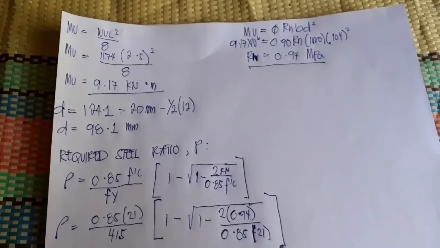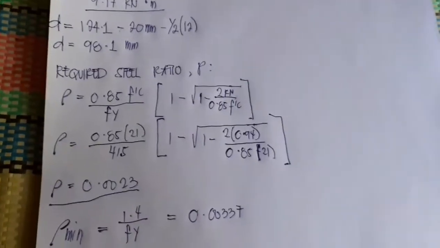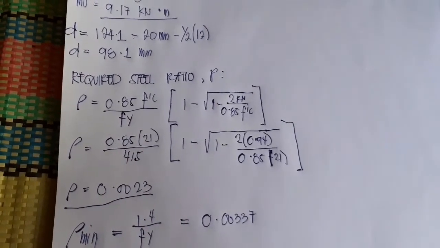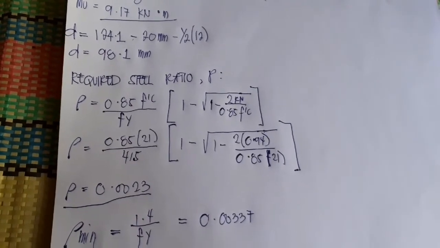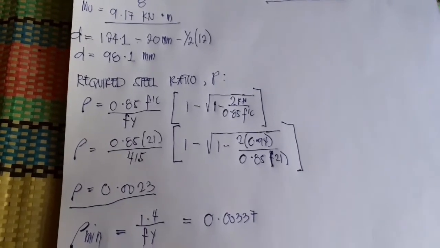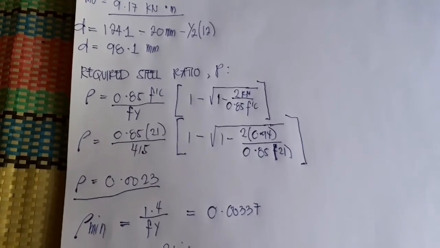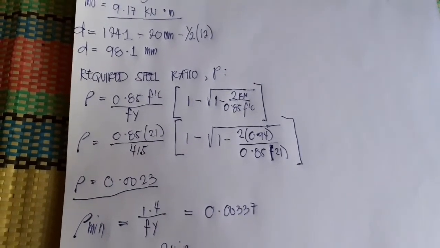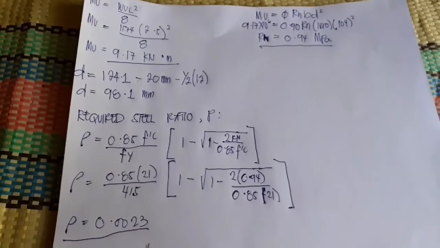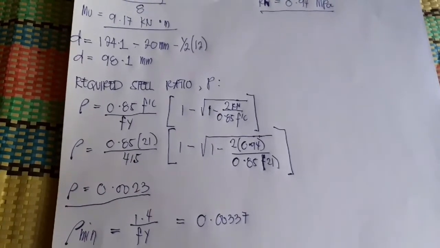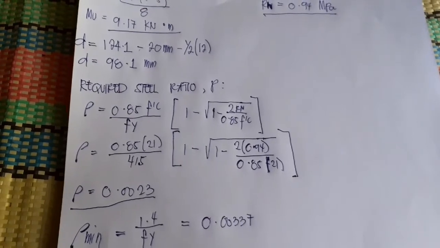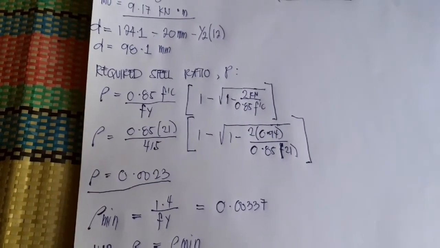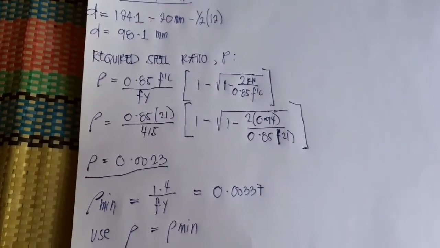We will use that in computing the steel ratio. So compute the steel ratio. The formula is rho equal to 0.85 f'c over fy times the quantity 1 minus the square root of 1 minus 2 Rn over 0.85 f'c. Substituting the values: 0.85 times f'c of 21 over 415 times the quantity 1 minus the square root of 1 minus 2 times Rn, which is 0.94, all over 0.85 times f'c of 21. Simplifying, we get a steel ratio of 0.0023. The minimum steel ratio is equal to 1.4 over fy.